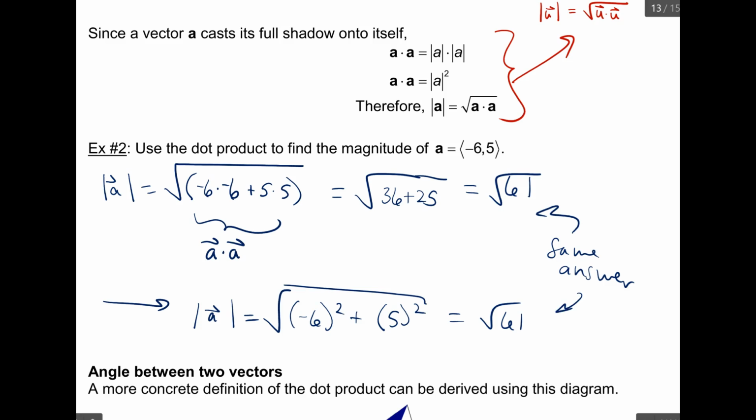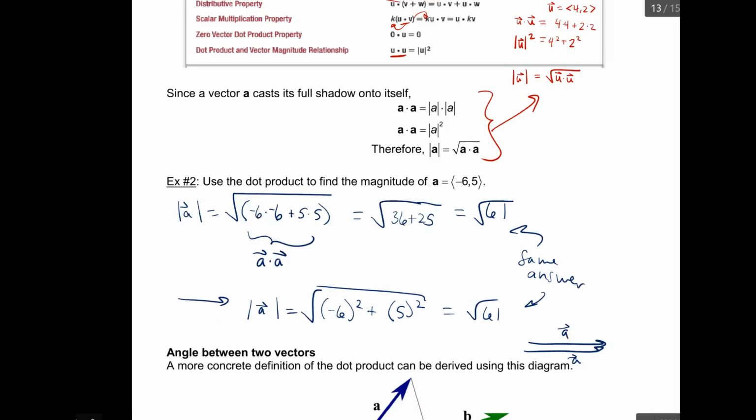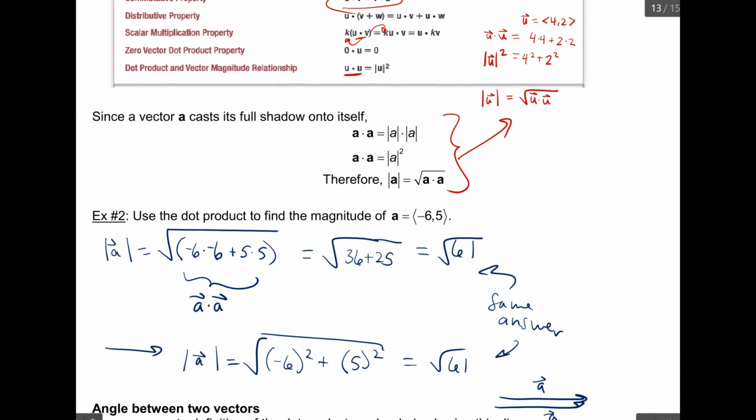Cool. Okay. And it kind of makes sense, because imagine you're laying on the ground. Now think about the shadow underneath you. How does your vector compare to the vector underneath you? They're literally the same thing. They're pointing in the same direction. They're 100% in the same direction.